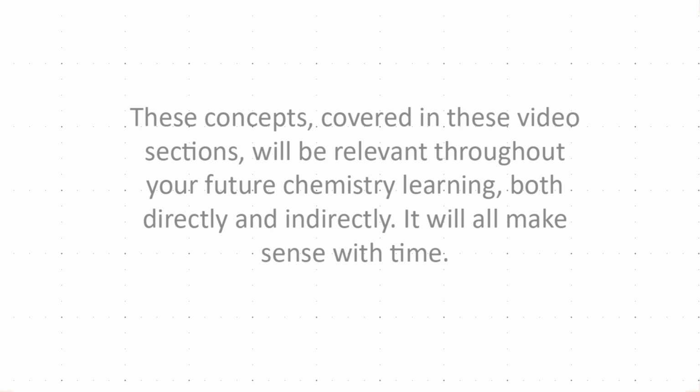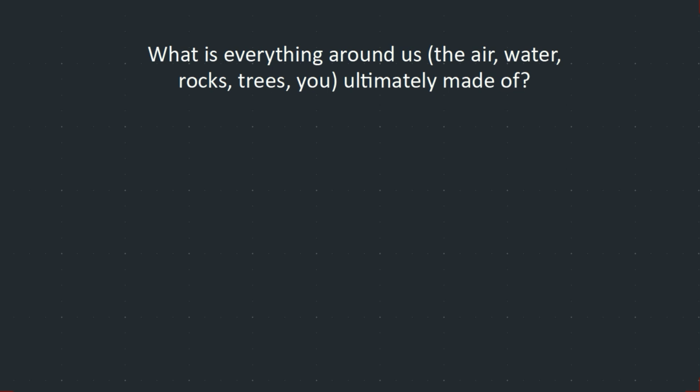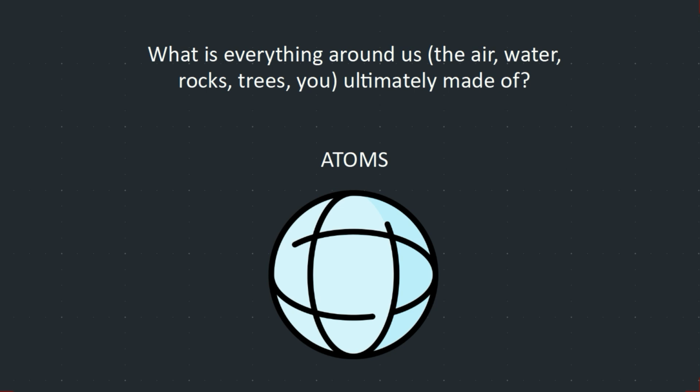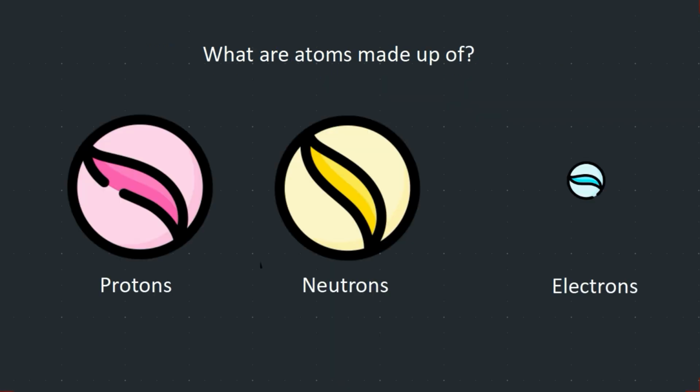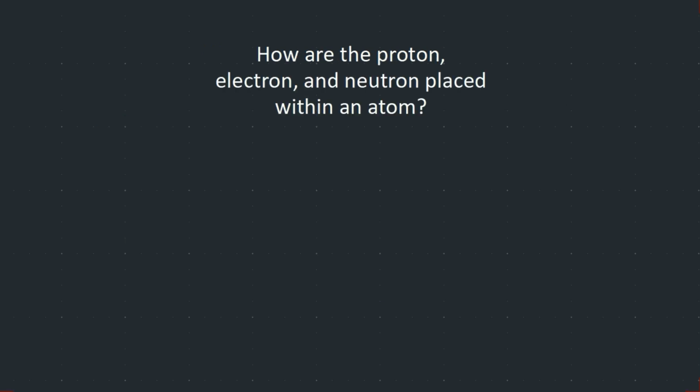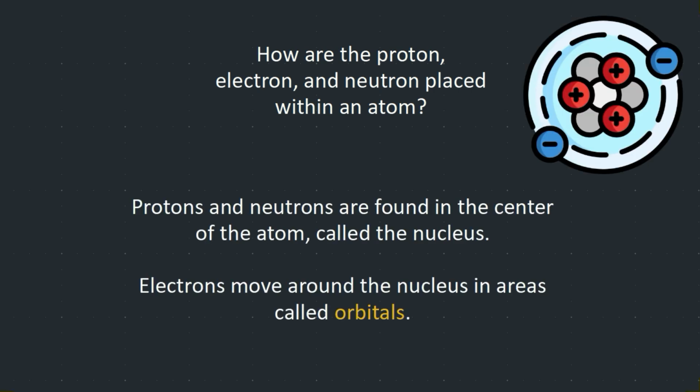Okay guys, so let's start off with a very fundamental question. What is everything made up of? Yes, atoms. But what are atoms made up of? Right? Protons, neutrons and electrons. Now, given an atom, how are protons and neutrons and electrons placed? Correct. Protons and neutrons are at the center, while the electrons move around in a specific region called orbitals.